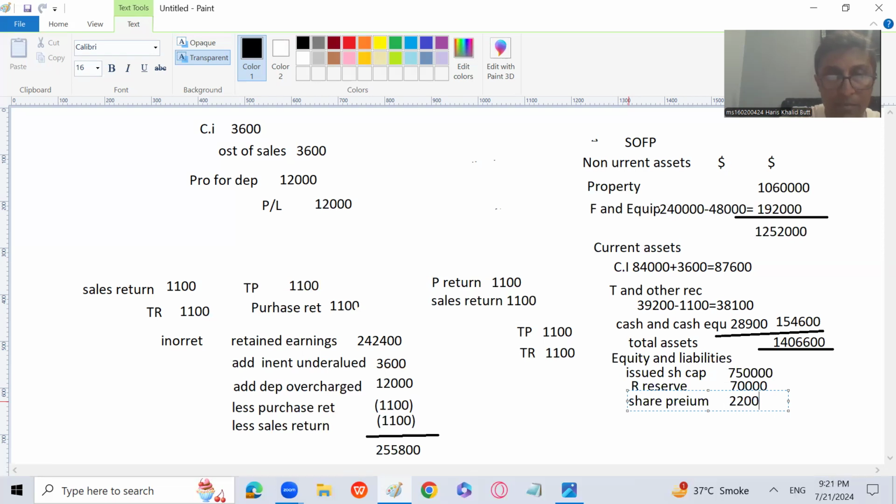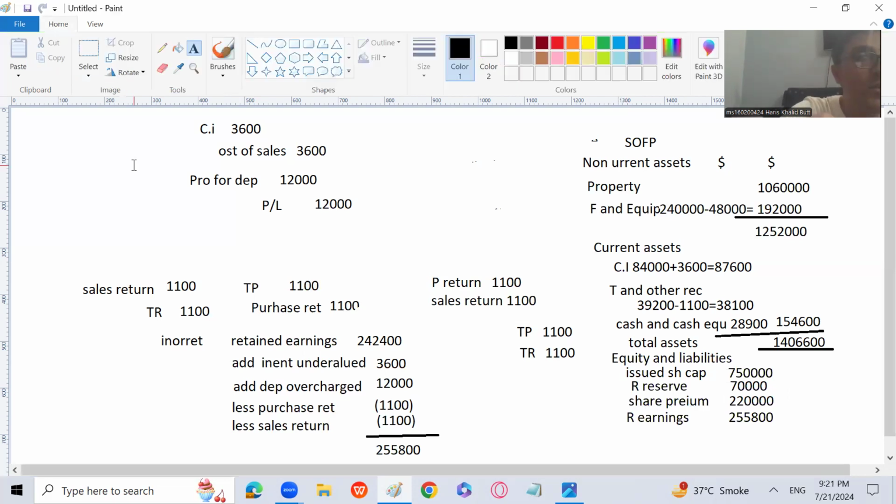That is 2,20,000. And then I'm going to write retained earnings. This is the same retained earnings which you have corrected. And you have to write the corrected figure, my dear, because that figure which we had written earlier was incorrect. You have to go for the corrected figure of retained earnings, and then you will go for the total of the retained earnings and the total of the equity section.